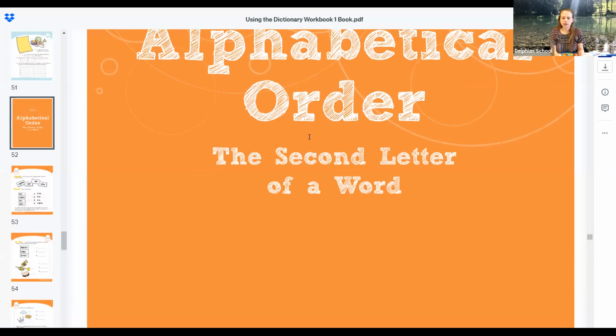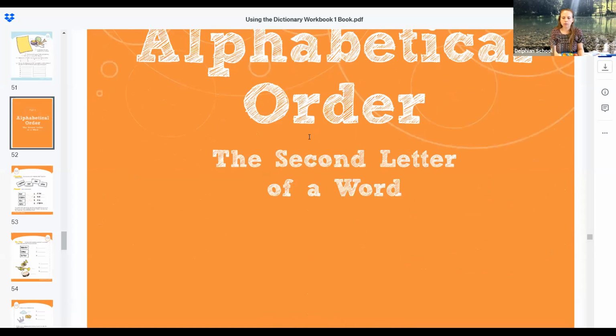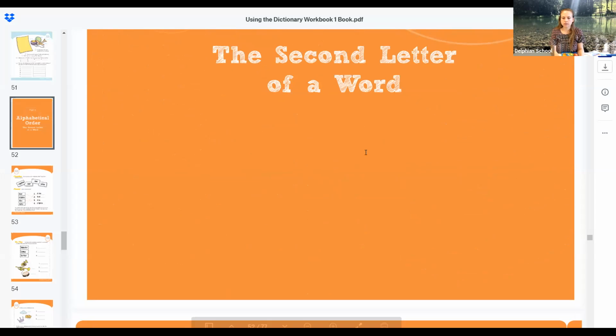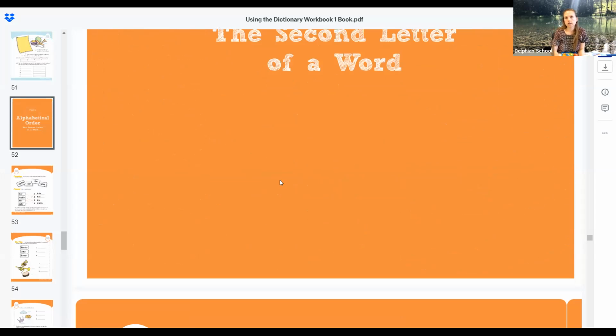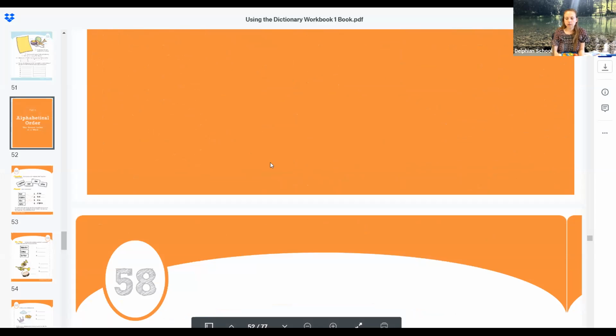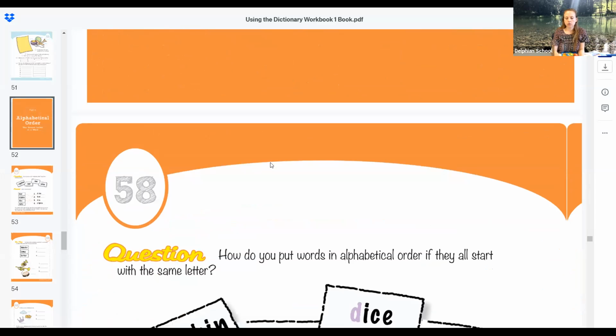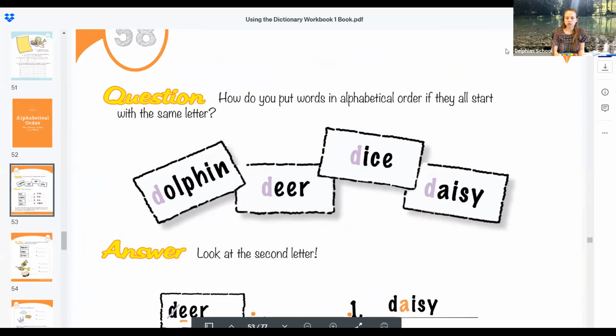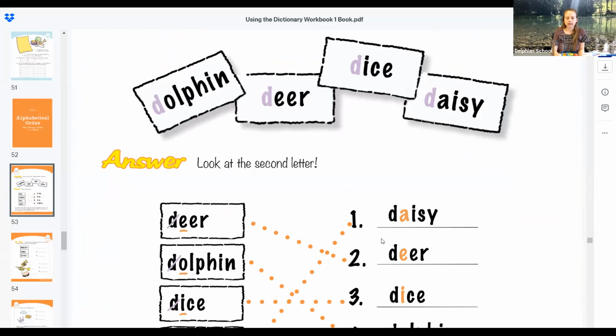Okay, so now we're going to go on to the next section, part 5, alphabetical order, the second letter of a word. This actually already happened to us once. Somebody put ducks and dragon, and they both start with D, but then we had DU and DR. So how do you put words in alphabetical order if they all start with the same letter? We have dolphin, deer, dice, and daisy. Answer: look at the second letter.